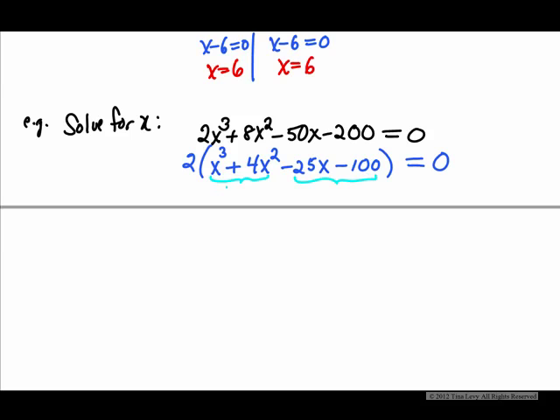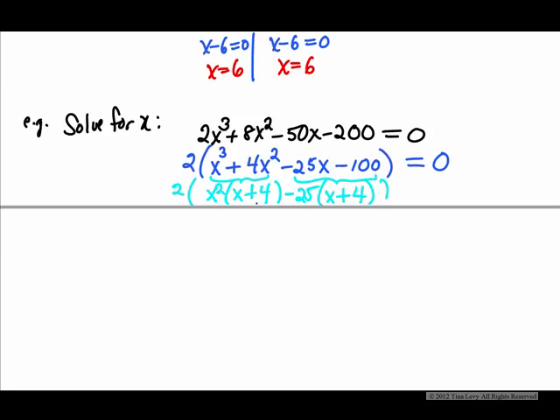So we are going to see that we can factor out an x squared from the first, and x cubed divided by x squared is x, 4x squared divided by x squared is plus 4, and now negative 25x minus 100. It leads with a negative, so it's minus 25. Then we factor out, we get a minus over minus positive x, minus over minus plus 4. Now, this is not factored yet. We still are going to have this 2 in front of all this. This is not yet factored.